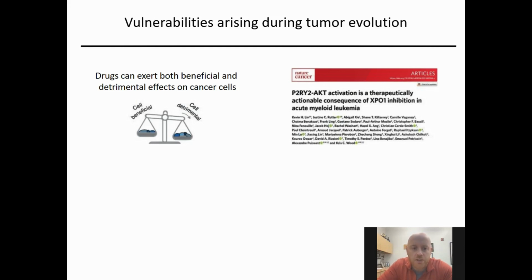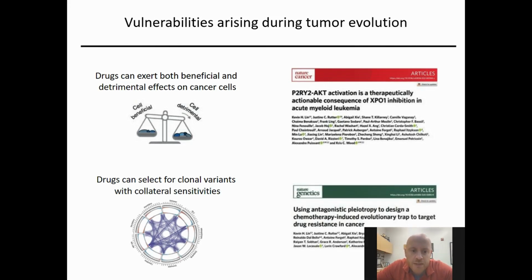The second story I'm going to describe is one that demonstrates that drug therapies can select for clonal variants in tumor cell populations that exhibit exploitable collateral sensitivities. And this is work that was published in Nature Genetics in 2020.